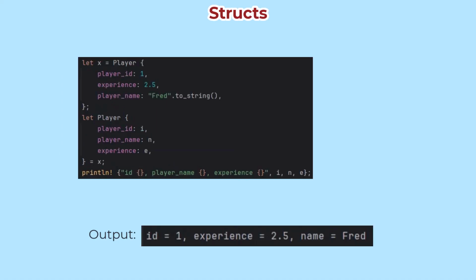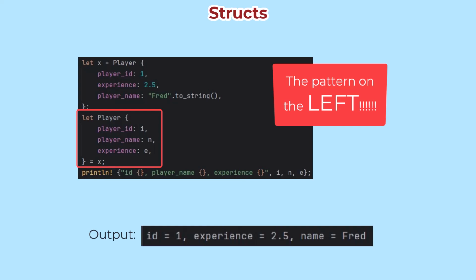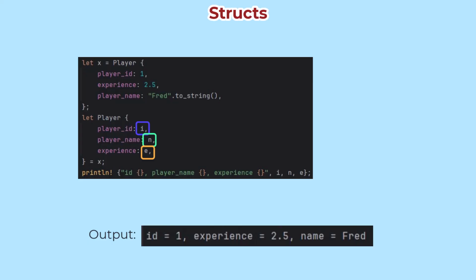We can also use a destructuring assignment statement to get the value out. Look at this assignment. The pattern on the left is the Player struct, with each field being a variable name. When that pattern is matched against x, the fields in x match, and the values in those fields go into the variables in the pattern.